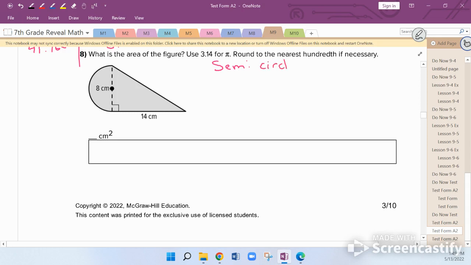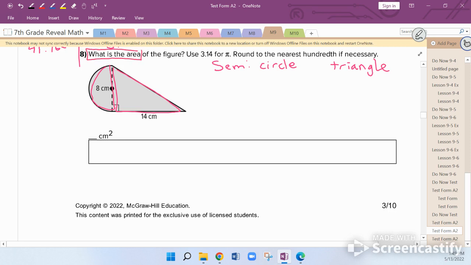So Hunter did a great job of naming our two shapes. We got a semicircle and we got a triangle. So great job. First thing we do is write down the shapes. Second thing we do is write down the formulas. We're trying to find the area of the figure.